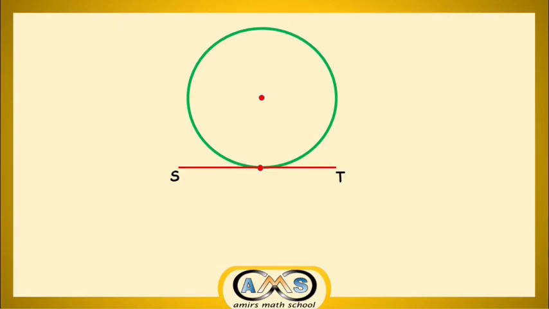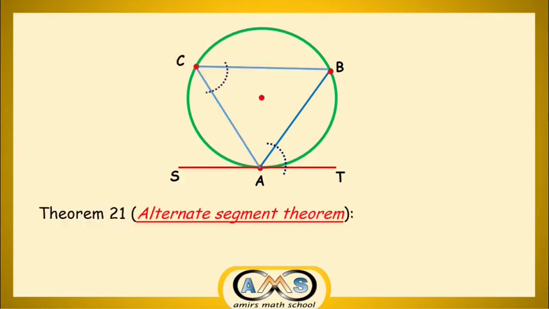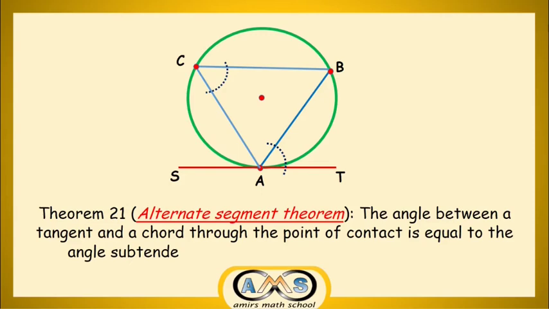This ST is a tangent for this circle which touches the circumference at one point A, and this AB is a chord of this circle, and this chord makes an angle BAT with this tangent. Theorem number 21, that is the alternate segment theorem. The angle between the tangent and the chord through the point of contact is equal to the angle subtended by the chord at the alternate segment.